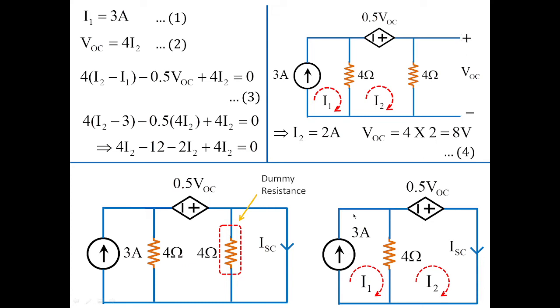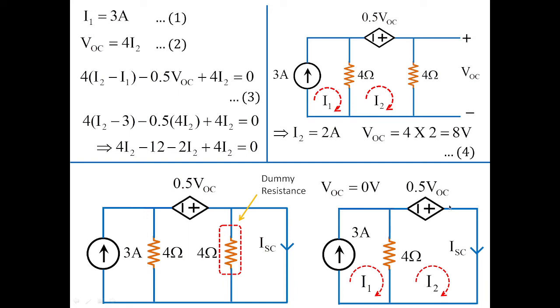First we have shorted the wire. When this is shorted, this path will go off. When this path goes off, this is how the circuit looks like. Now you can easily identify loop currents I1 and I2. But one thing you need to keep in mind here, once this is shorted, the value of VOC becomes 0. Naturally, you have to apply 0 volts across this particular point. So 0.5 multiplied with 0 becomes a short wire.